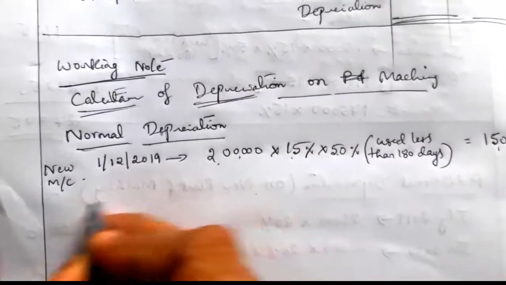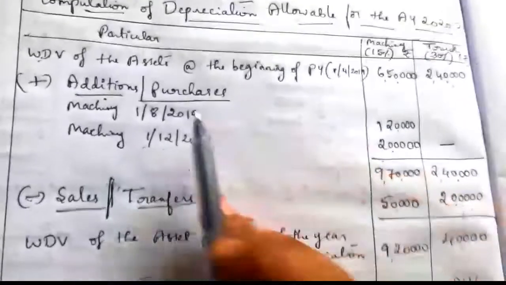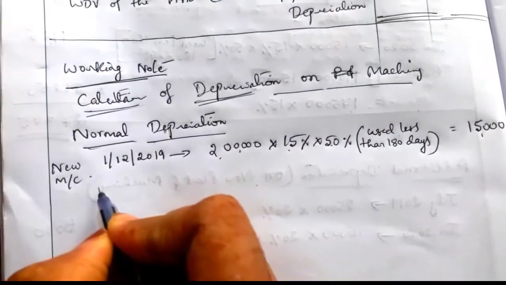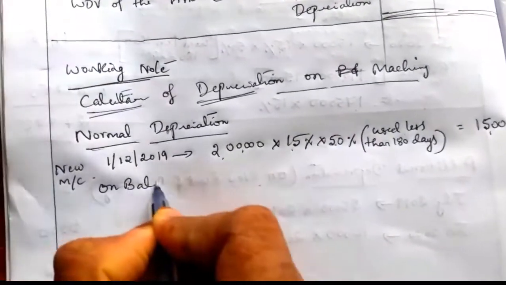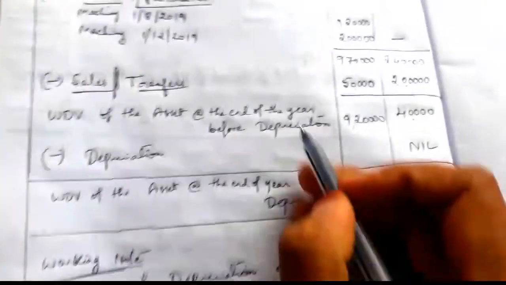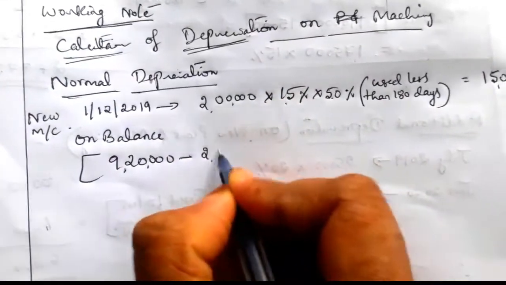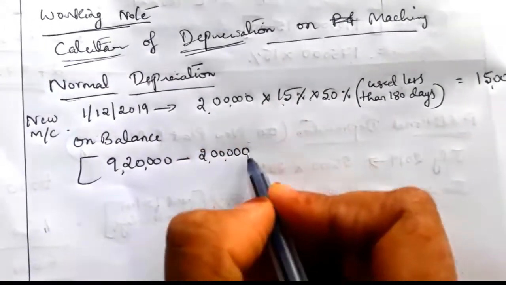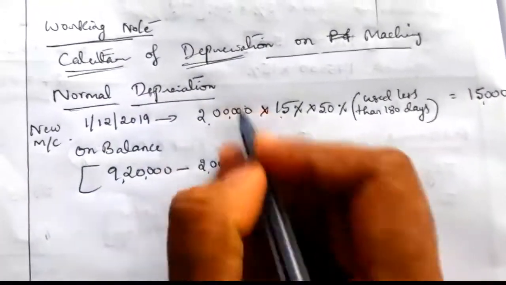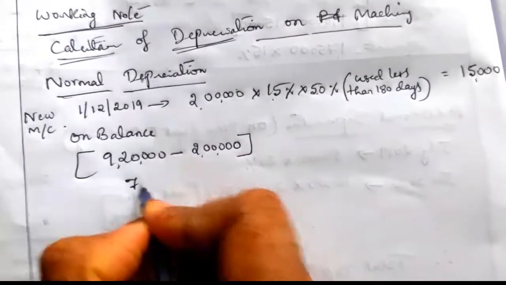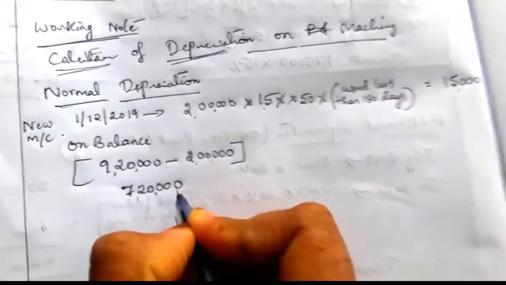Next we have to calculate the depreciation on the remaining machinery. The second new machinery purchased is used more than 180 days, so we have to charge full depreciation. Next we have to calculate on the balance. What is the balance machinery here? The written down value at the end before depreciation is 9,20,000. 9,20,000 minus the 2 lakh already calculated. Don't write 15,000 here, we should write the value of the machinery, 2 lakh, which we have to deduct. So the balance is 7,20,000, the value of the machinery on which depreciation is not yet charged.